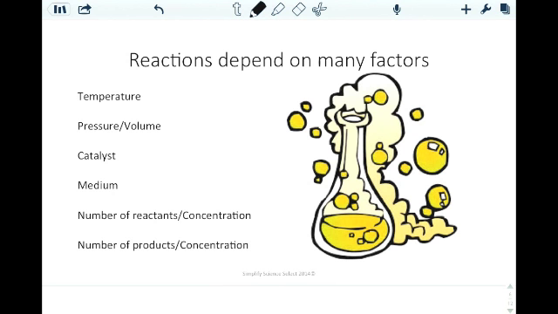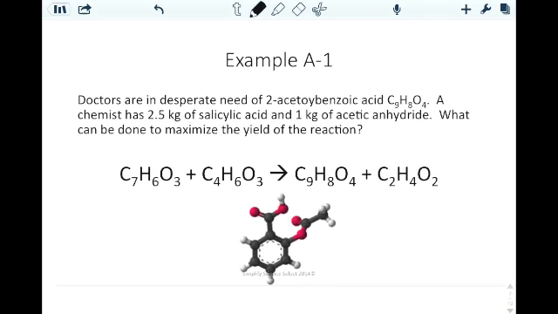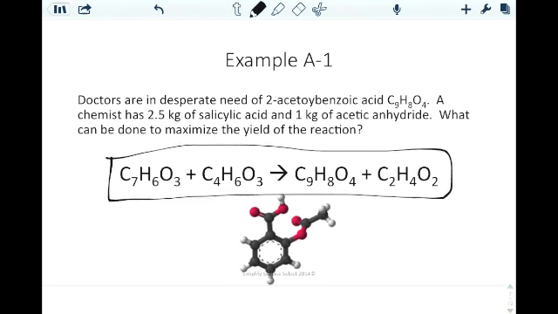So let's jump into an example. Example A1, it says that doctors are in desperate need of 2-acetobenzoic acid, and a chemist has 2.5 kilograms of salicylic acid and 1 kilogram of acetic anhydride. What can be done to maximize the yield of the reaction? So here's a reaction, a lot of big words and everything else, but basically, what can you do to increase the products of the reaction?